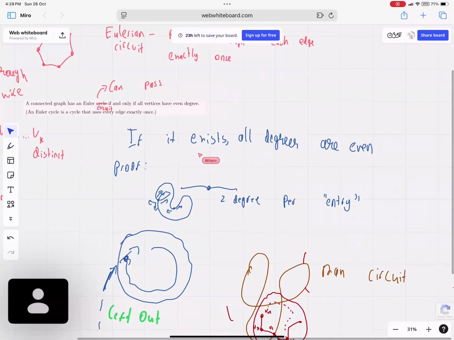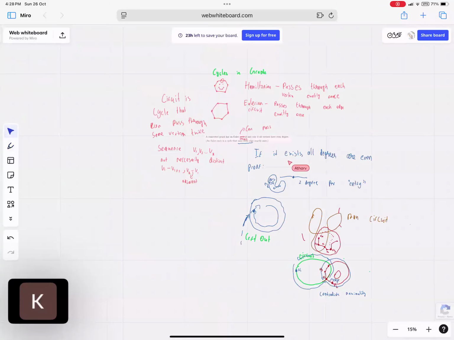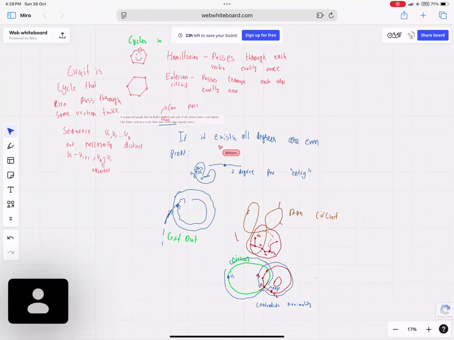By definition, it is every edge. Sure. Okay, is it fine? Yes, it works. Okay, everyone clear about this?